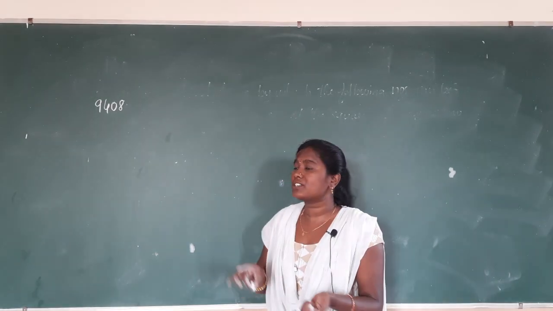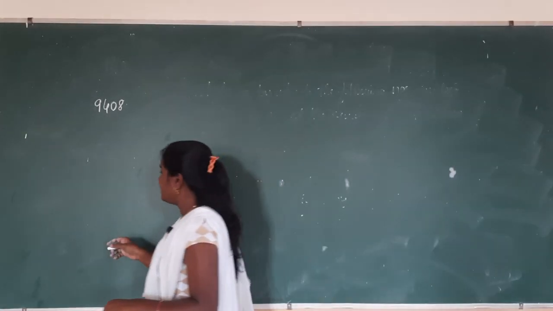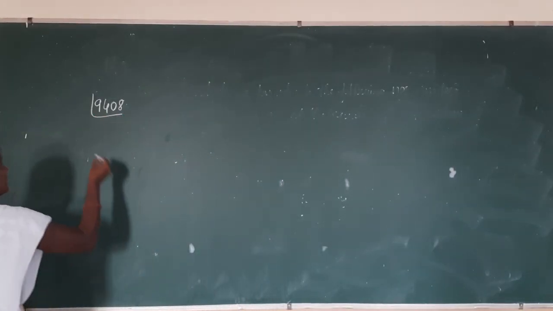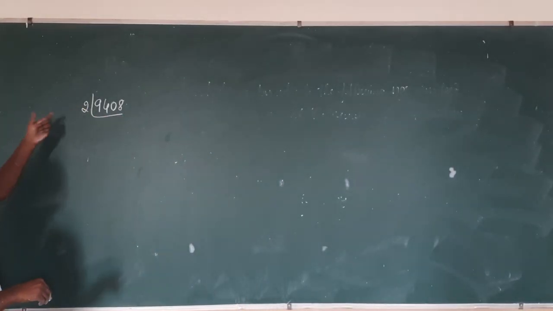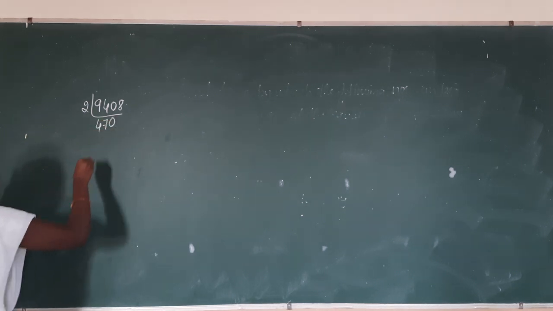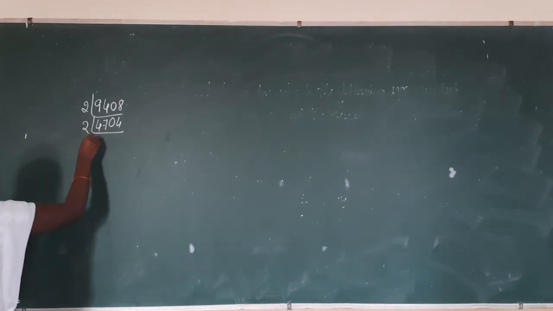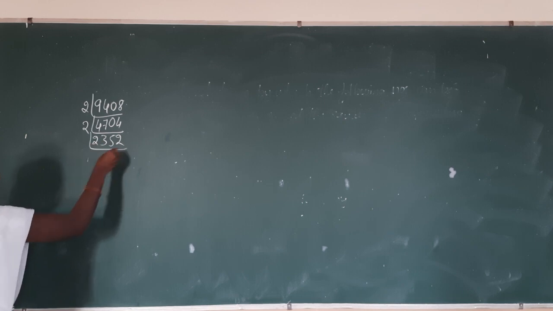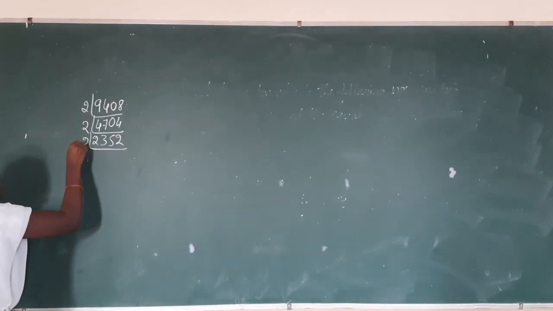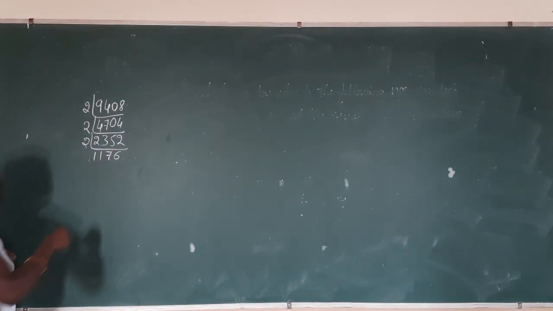Why it is not a perfect square? It is ending with 8. Okay. So now, yes, let us go for the prime factorization method. 2 4s are 8, 2 7s are 14, 2 4s are 8. Yes. 2 2s are 4, 2 3s are 6, 2 5s are 10, 2 1s are 2, 7s are 14, 6s are 12.